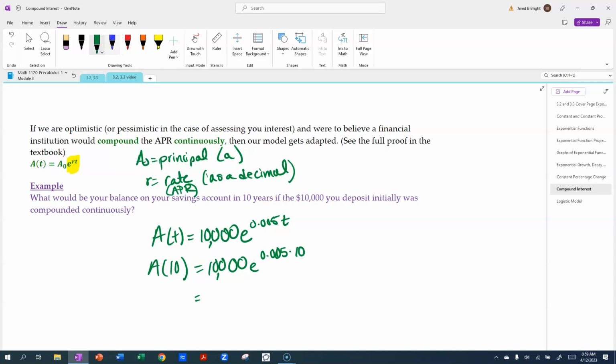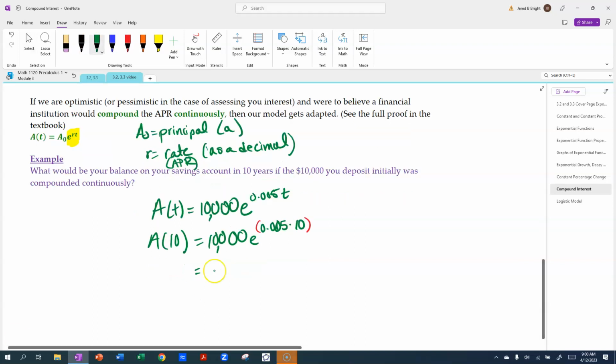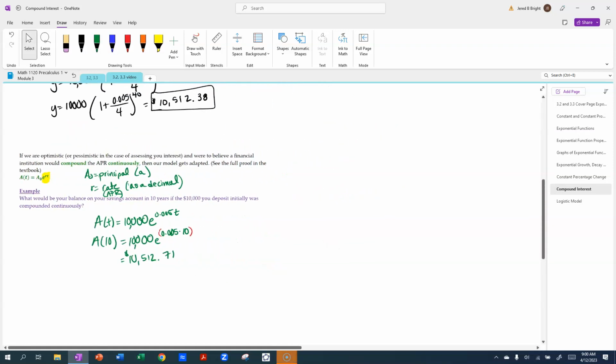And now if I substitute this in my calculator, you might have to find where the e button is, but the other big thing that students miss is that the entire exponent has to be in parentheses. So just be careful when you're doing that calculation on your calculator. But when I do that on my calculator, 0.005 times 10, all in parentheses, I get $10,512.71.